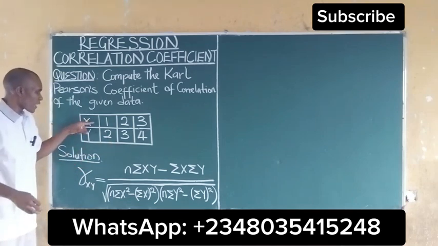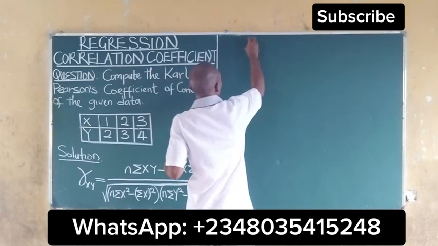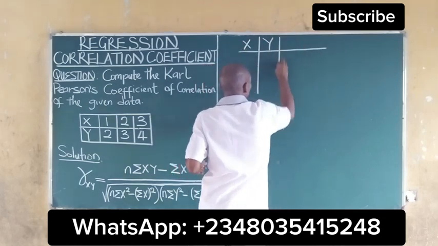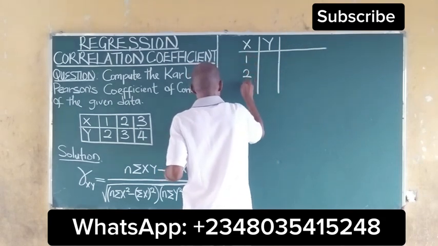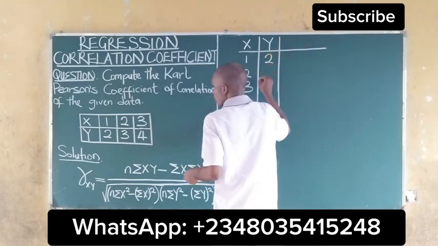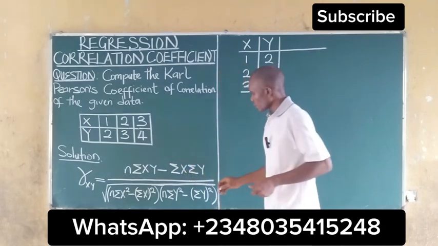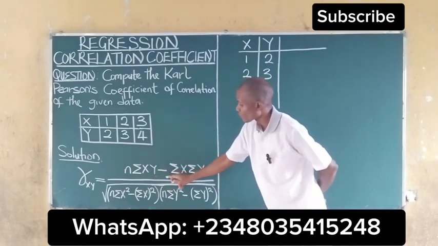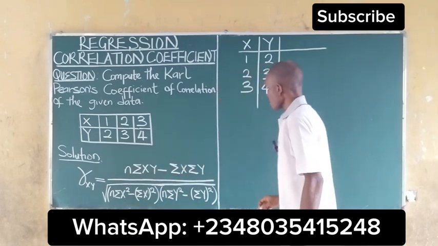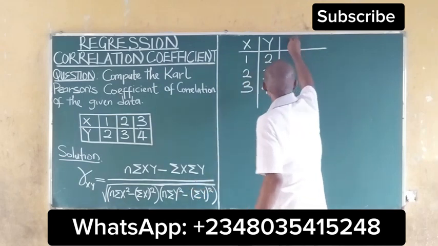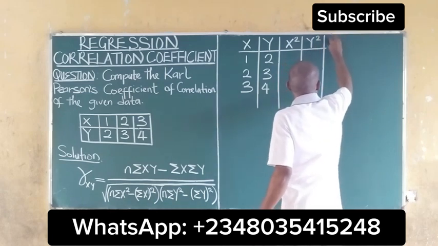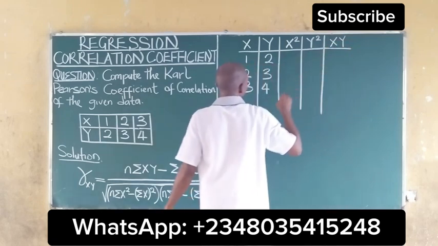The next thing to do is to write out our table properly. Of course, we have x and we have y. So we bring down the values. We have 1, 2, and 3 for x, and 2, 3, and 4 for y. From the Pearson's correlation coefficient formula, we have x squared, we have xy, and we also have y squared. So we input them here: x squared, y squared, and xy.